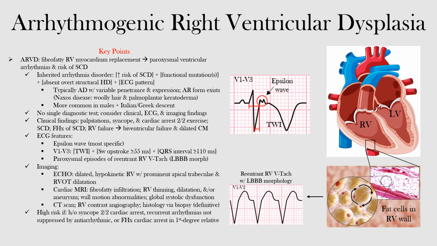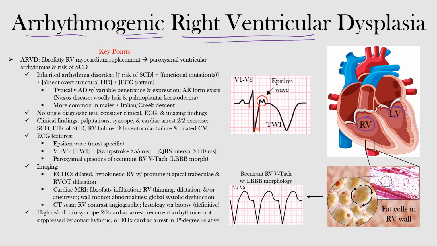So if you look here, you can see that. Here's our right ventricle. This is our left ventricle. As the name implies, this is dysplasia of the right ventricle. And again, arrhythmogenic, genic meaning the genesis or formation of an arrhythmia. So that's one way you can remember it, and that's one of the main things we see here.